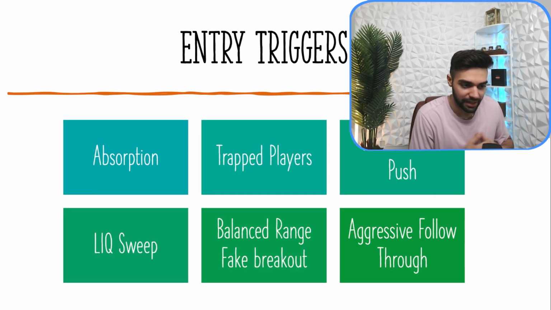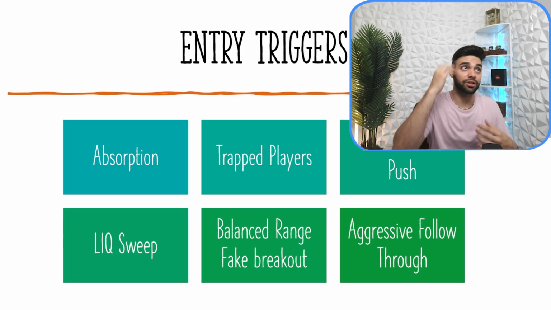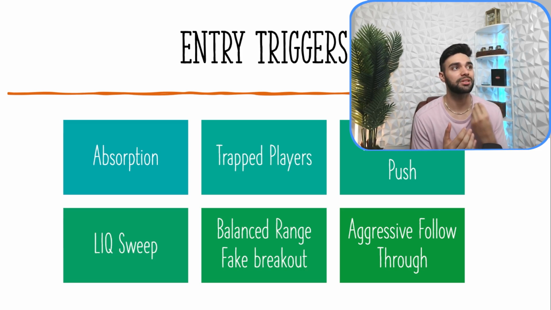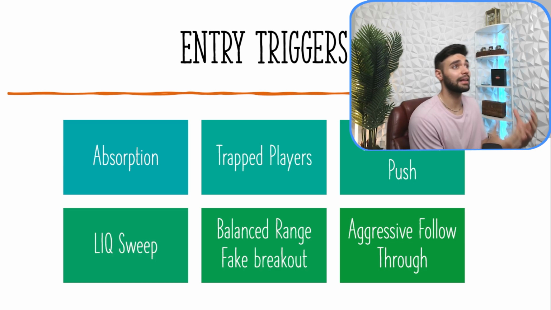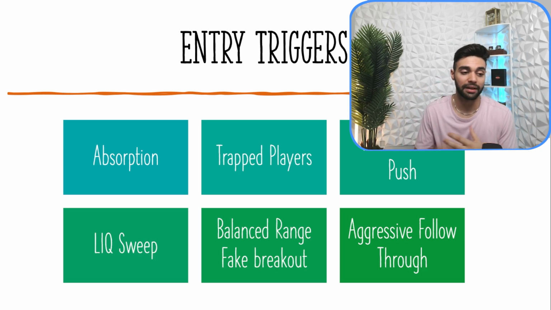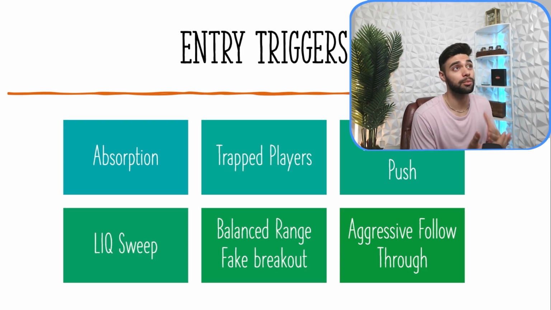Now, for me to actually take any trade, I need entry triggers. These are a couple of examples: absorption, liquidity sweeps, false range breakouts, trapped participants, aggressive follow through, imbalances, whatever. We talked about these in the last video on technical analysis. But coming into this, we'll talk about a lot more entry triggers as well, because it's a super important part, and this is actually where most people get confused.